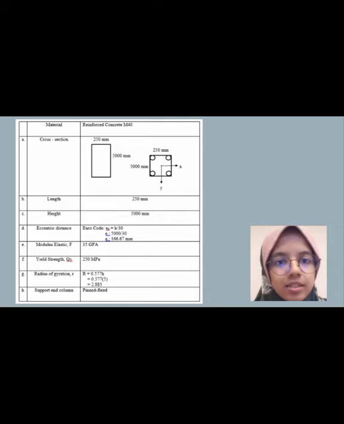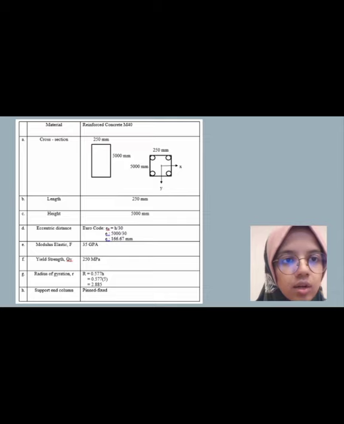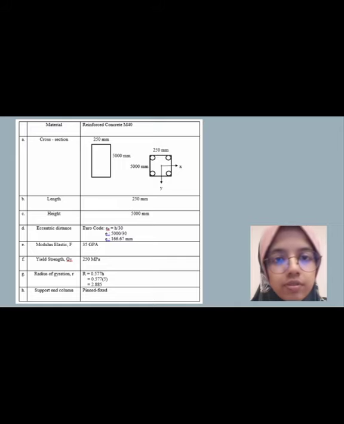Next, this is the material that we use, which is reinforced concrete M40, and this is the cross section. The length that we use is 250 mm. The height that we use is 5,000 mm. The eccentric distance that we get is 166.67 mm. The modulus of elasticity is 35 GPa. The yield strength is 250 MPa.